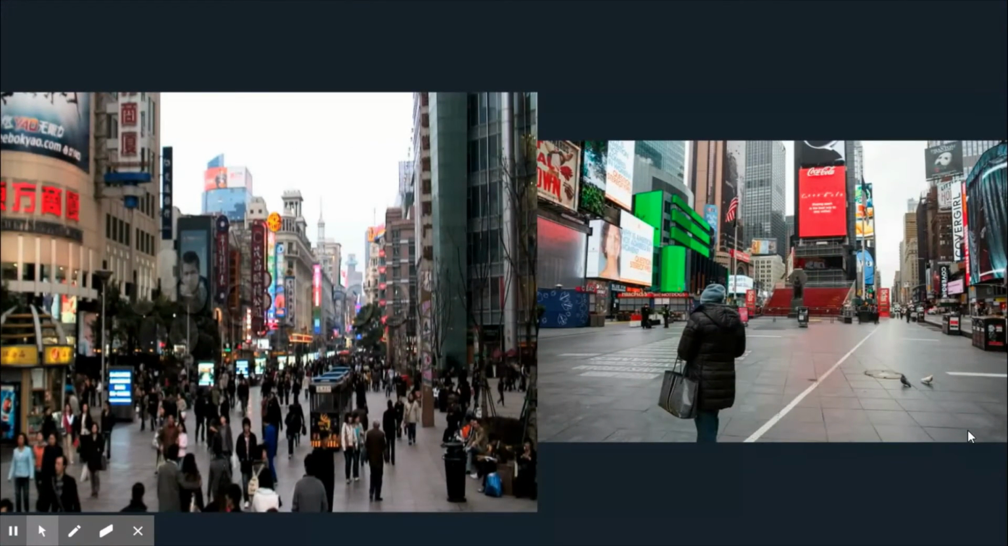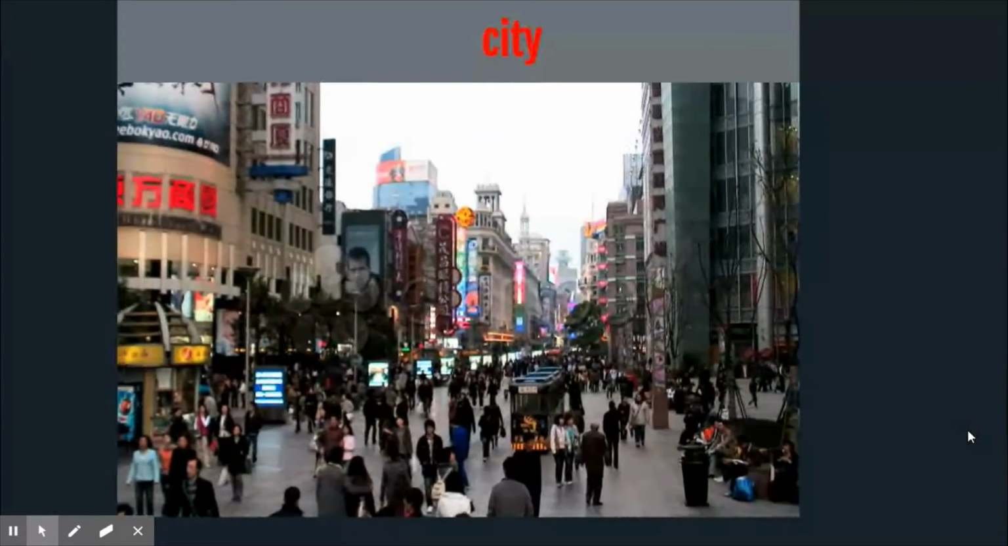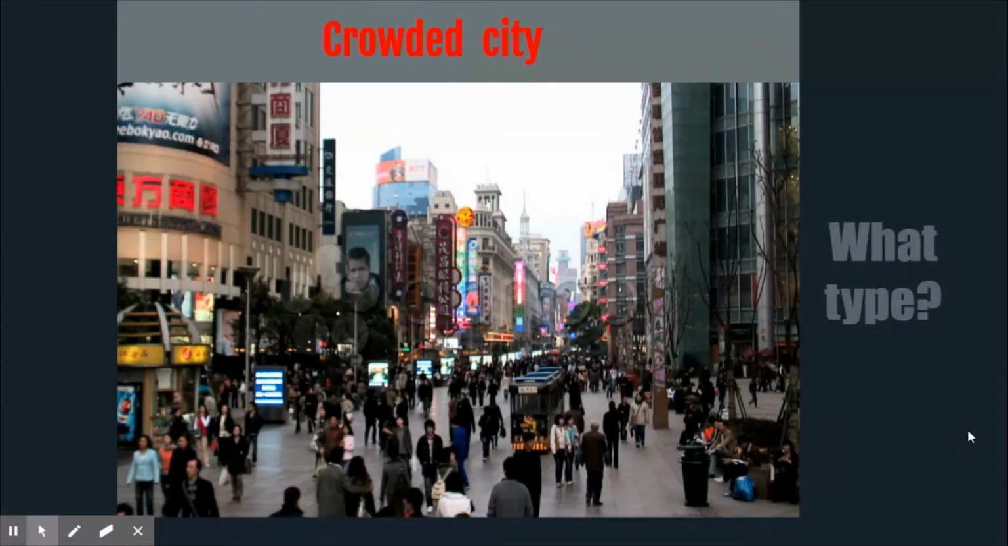So we have a crowded city and a city that is nearly empty, right? So I can say after COVID, New York City is an empty city, or prior to COVID, Japan used to be a crowded city, right? So you see, then I know which city I'm referring to thanks to the adjective, right? Let's go ahead and look at one more example. So what type of city? Crowded.